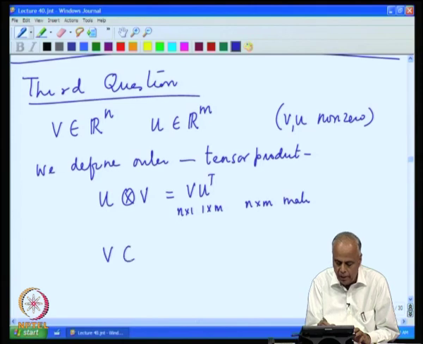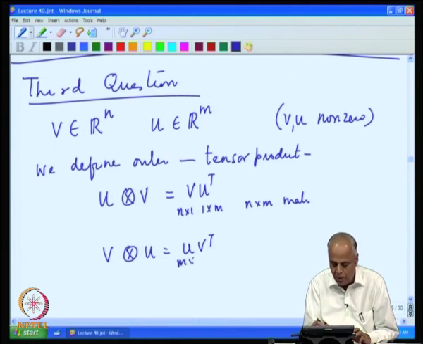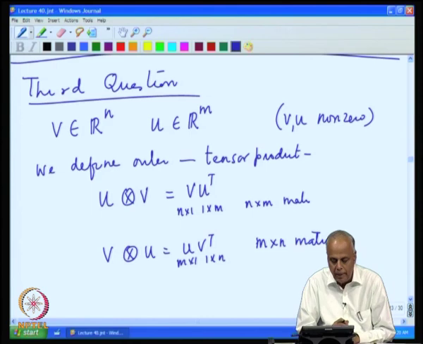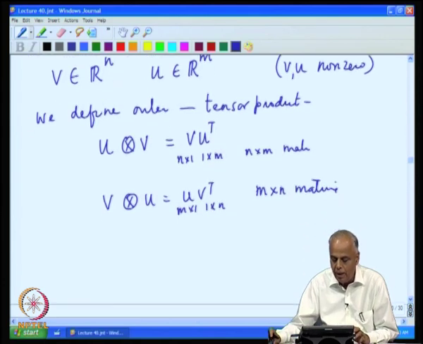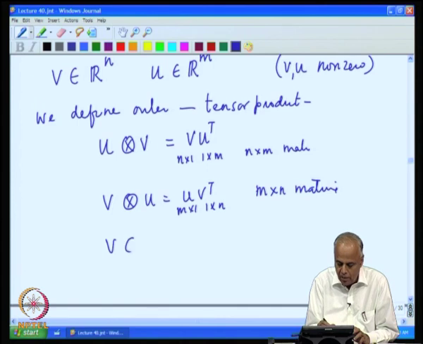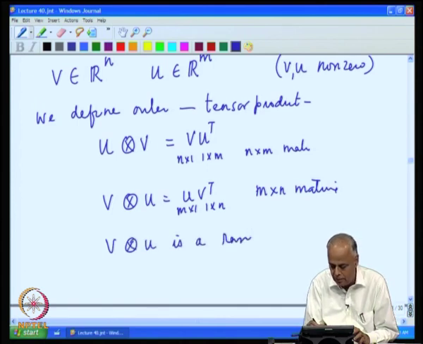If we take v tensor u, then it will be u v transpose, and this will be m by 1 and this will be 1 by n. So, we get an m by n matrix. So, if we take a vector u in R^m, a vector v in R^n and take u v transpose, it will be an m by n matrix. Then v tensor u is a rank 1 matrix.